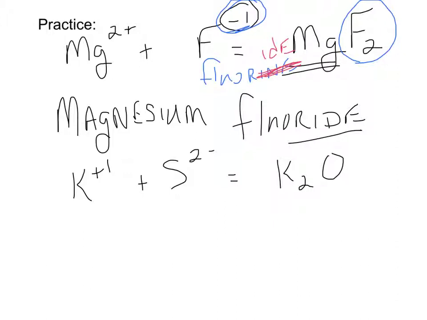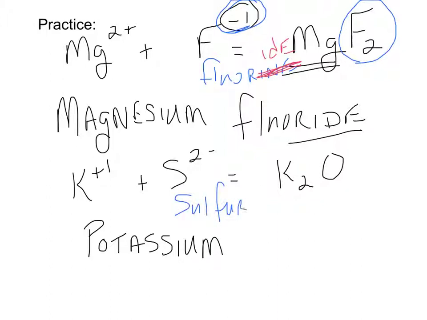Now to name this, once again, potassium, metal first, capitalized, and the name doesn't change. Now the sulfur here is going to change just as we talked about above. I've got to drop the ending of it, so in this case, instead of writing sulfur, I'm going to drop the UR and I'm going to add the IDE. So what I'm going to end up with here is potassium sulfide. And that's how we name main group elements.